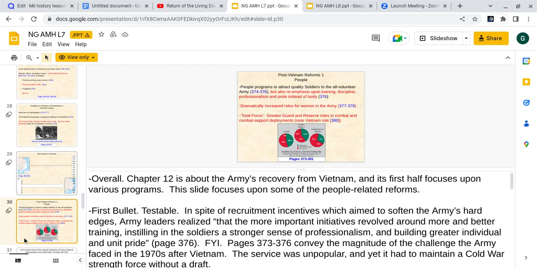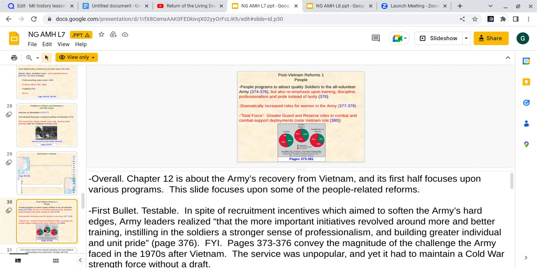in the Army after Vietnam. And then there's something called total force. Total force meant that from that point on after Vietnam, the Guard and the Reserve had greater roles in combat and combat support deployments. These pie charts at the bottom here just show the dramatic increase after Vietnam and how much the Guard and Reserve forces were used in combat and in combat support.